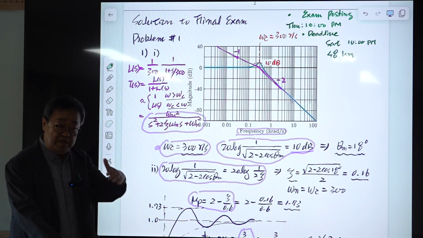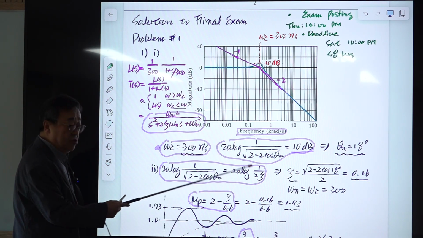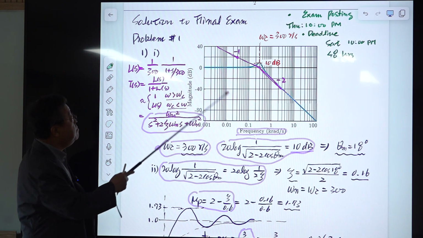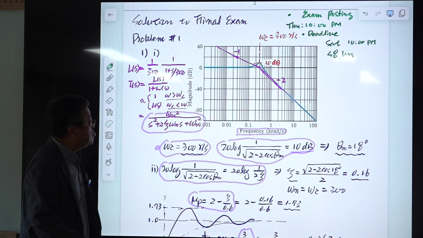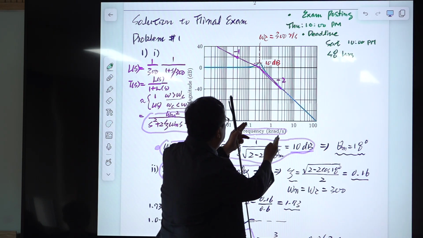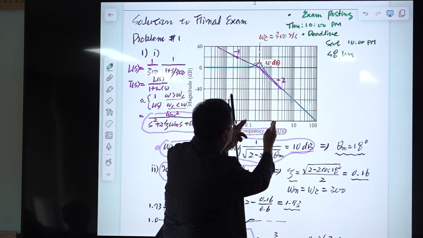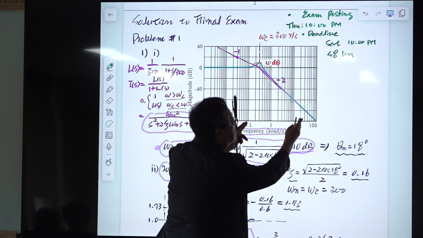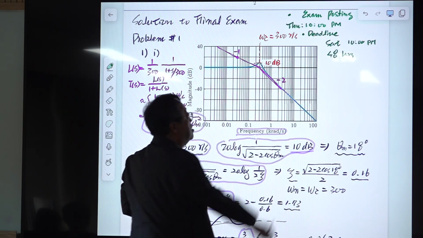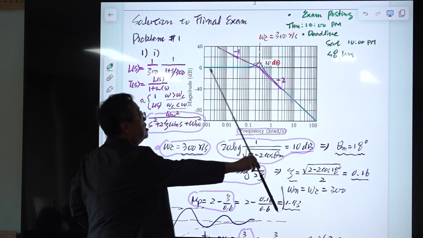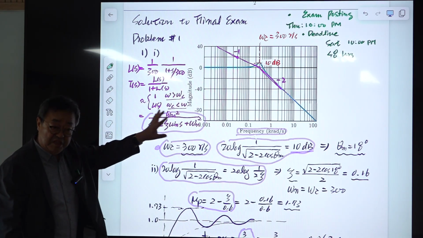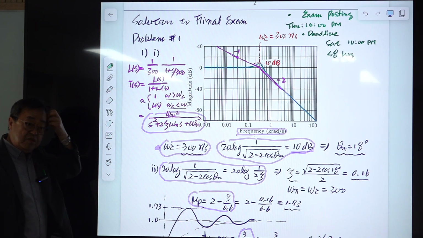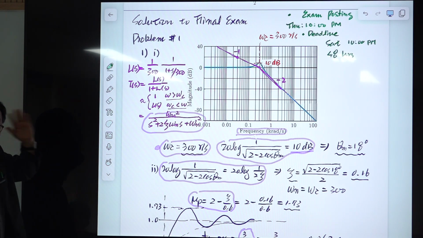You may need a small ruler to solve the final exam problem. This is -1 slope, and this is -2 slope. If you watch, this is 0.1, and this is 1 and 10 kilohertz, then the slope is -40 dB per decade in this region, and -20 dB per decade in this region. This is generated from the transfer function, so this is the real Bode plot.